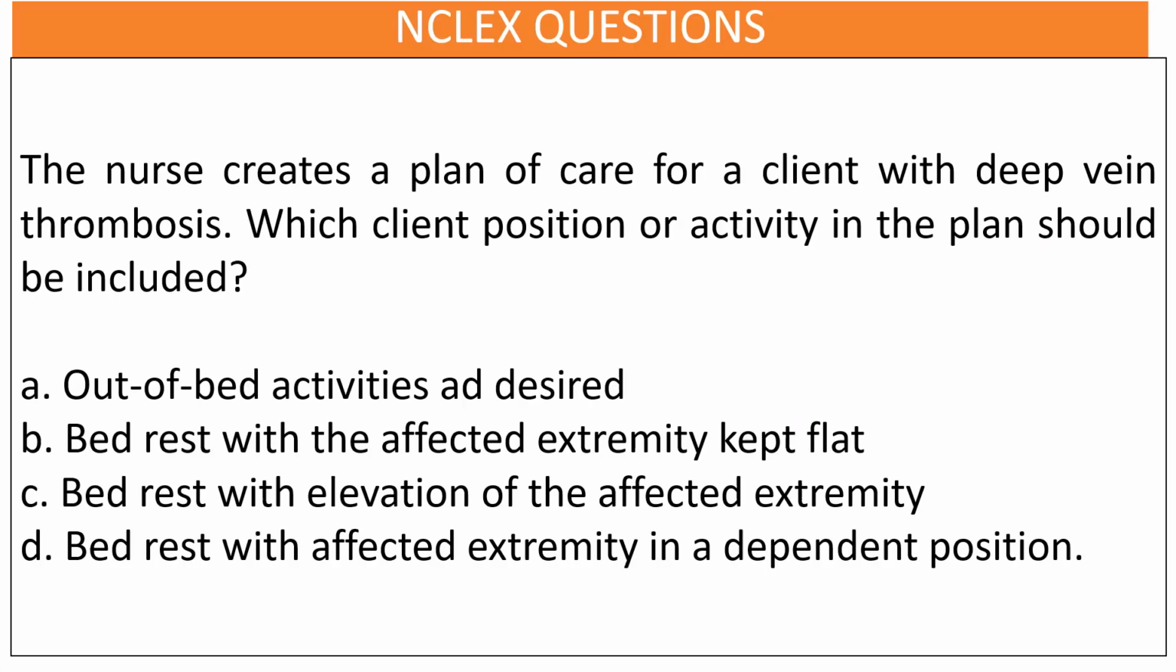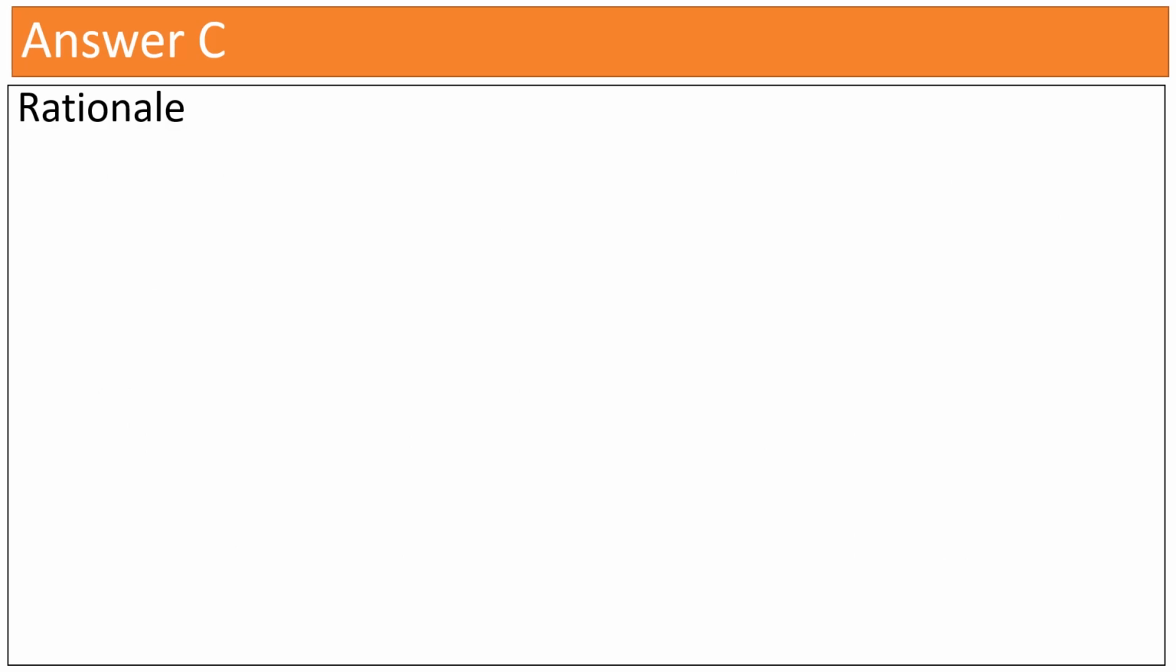The next question: the nurse creates a plan of care for a client with DVT, deep vein thrombosis. Which client position or activity should be included in the plan? What should you include in the plan of a client with DVT? Out of bed activities as desired, bed rest with the affected extremity kept flat, bed rest with elevation of the affected extremity, bed rest with the affected extremity in a dependent position. What's your answer? The answer is C, okay?